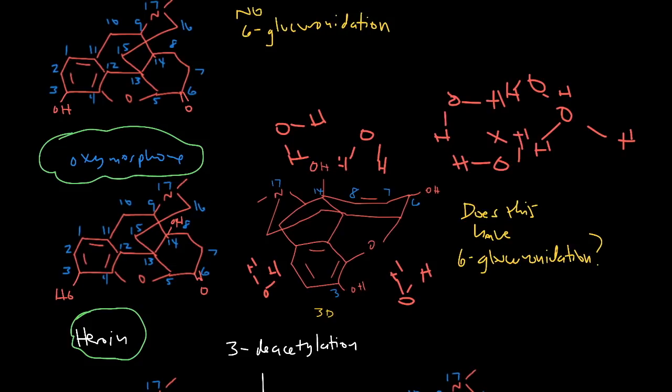So, next question. Does this molecule have 6-glucuronidation, and why or why not? It actually does not. Remember, you can't glucuronidate a ketone. You can only glucuronidate the hydroxyl group. So, just like hydromorphone, which has no 6-glucuronidation, oxymorphone has no 6-glucuronidation because it has the ketone and not the hydroxyl group. However, it can still undergo N-demethylation at the 17 position and conjugation at the 3 position.